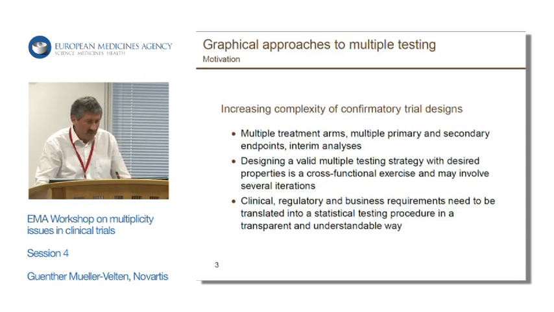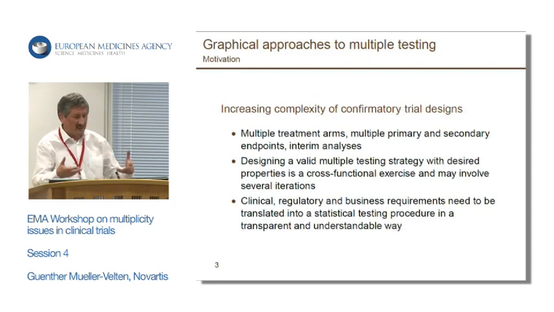So designing a valid multiple testing strategy with desired properties needs to take into account the needs of many stakeholders that may look at the study from different perspectives and have different needs. That is a cross-functional exercise and may involve several iterations, as we heard. You design a draft procedure, and then you look at the properties, and then you refine it, look at the properties again, and so on.